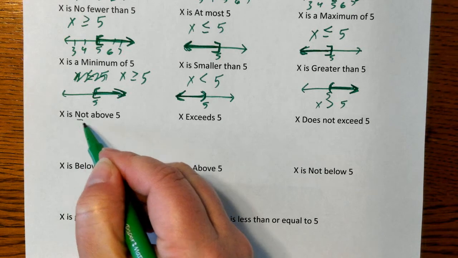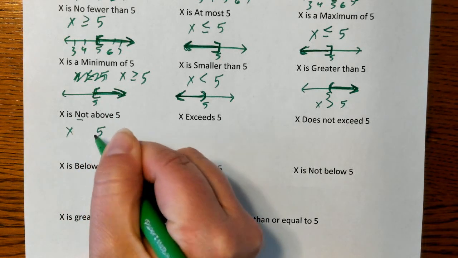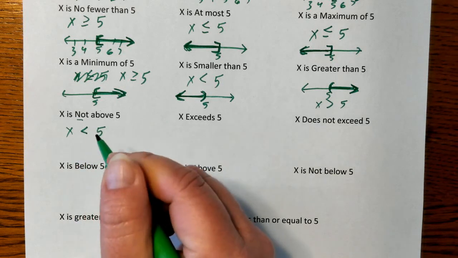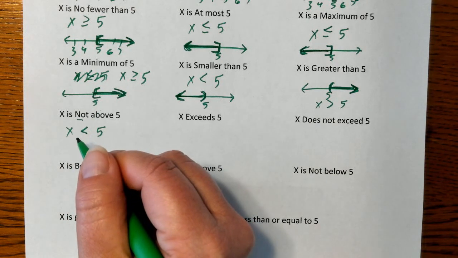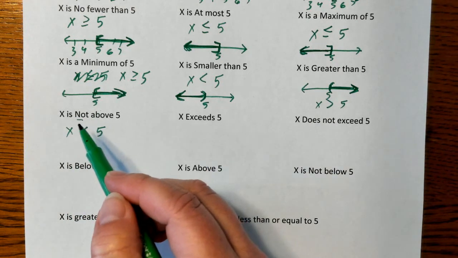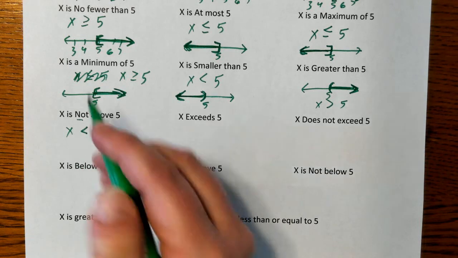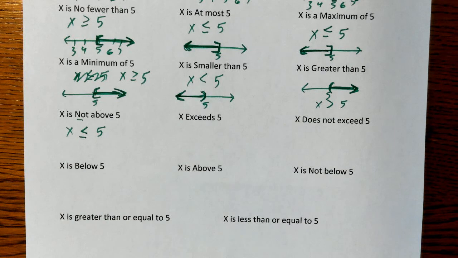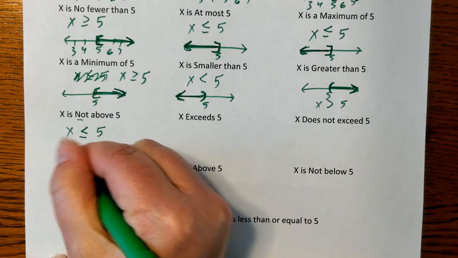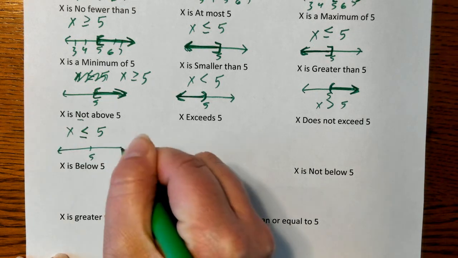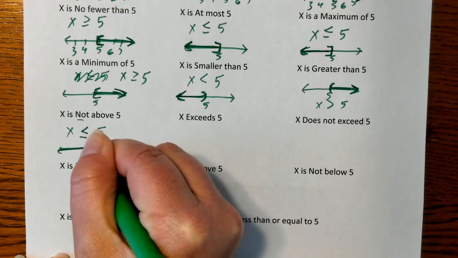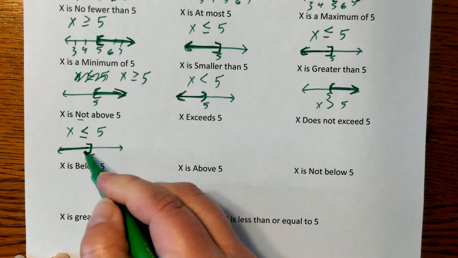X is not above 5. Okay, well, if it's not above it, that must mean it's below it. It's smaller than 5, okay? They don't say anything, it's not above 5, so that means it's probably less. It could equal 5, okay? When they say it's not above, that just means it can't be more than 5, but it could still equal 5. So I'm going to be shading to the left, and I'm going to put a squared off bracket because it has the equal to.